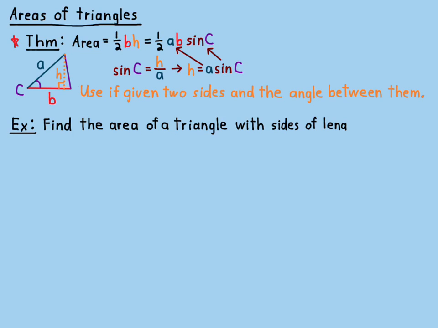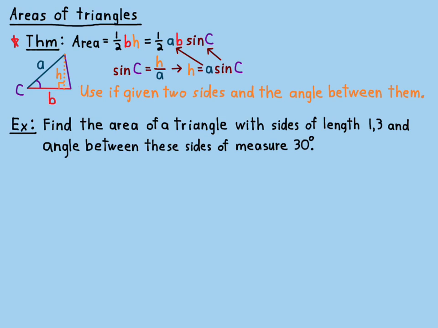So, for example, find the area of the triangle with sides of length 1 and 3, with an angle between these sides of measure 30 degrees. And again, I've got my calculator mode set in degrees, or I'll mess this all up. So I just draw a little picture. It looks something like that. And then I'm going to use my formula for area, 1/2 AB sine C.